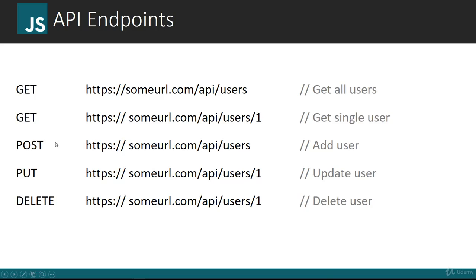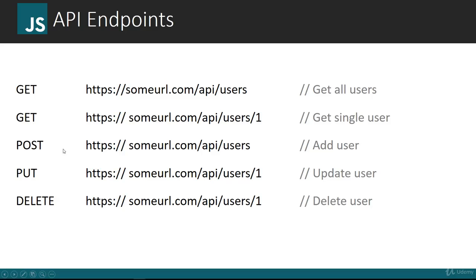All right, this is a POST request, so this would add a user. So it would be a POST request to /API/users. Now notice that these two are the same exact URL, and that's absolutely fine because they're different methods. One is a GET request, one is a POST request. So you can have the same URL as long as they're different methods. This would be an example of a PUT request to update a user.